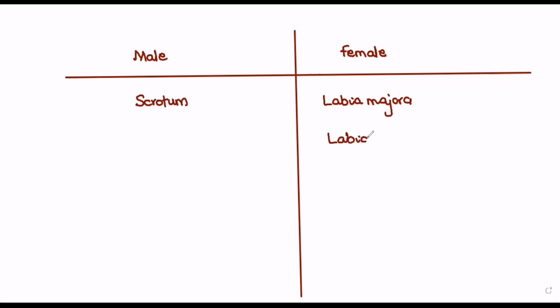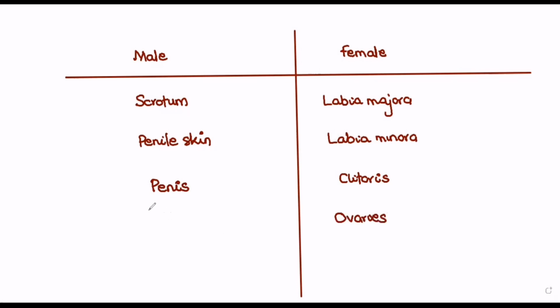Labia minora. The equivalent here is the penile skin. Then we have the clitoris. The equivalent here is the penis. We have the ovaries. The equivalent here is the testicles. The testes. Is that okay? Yes.